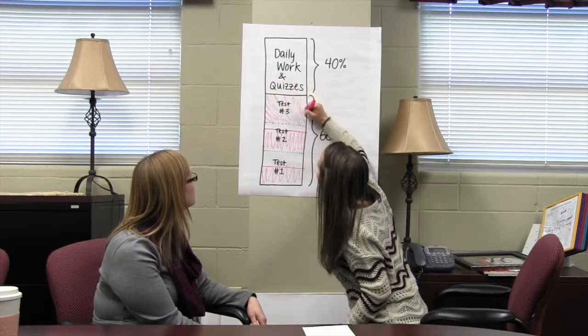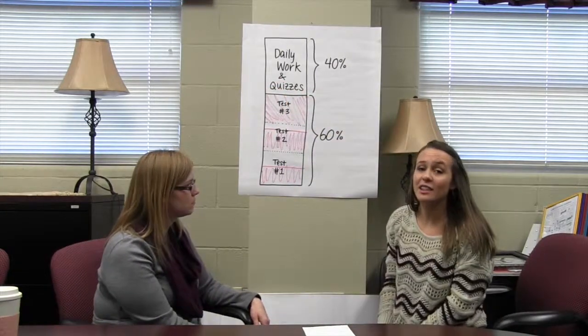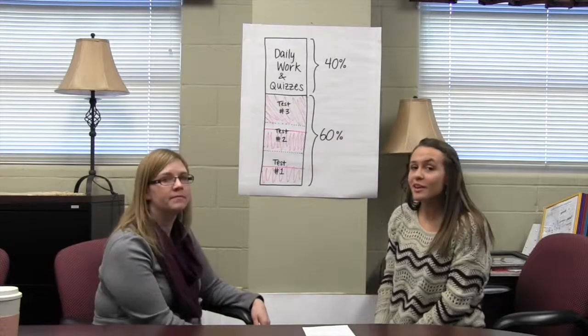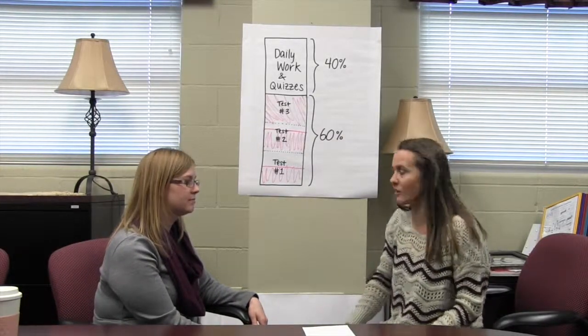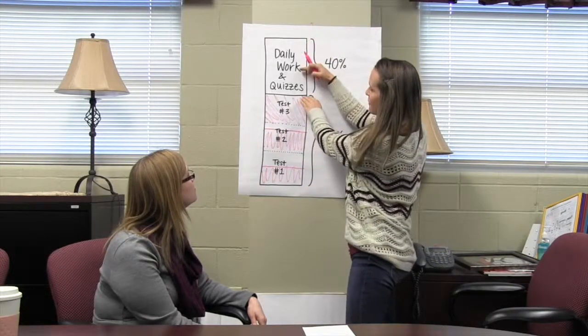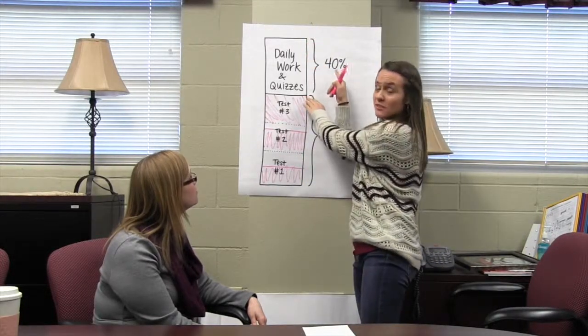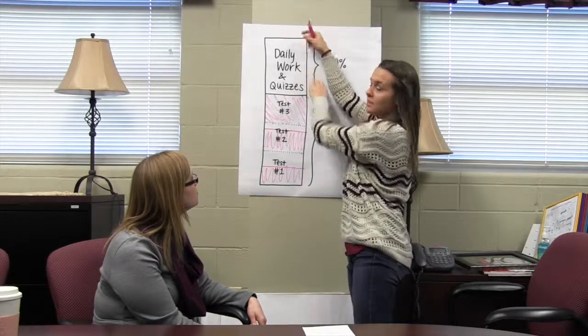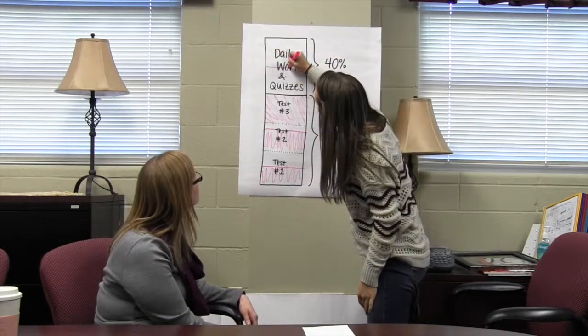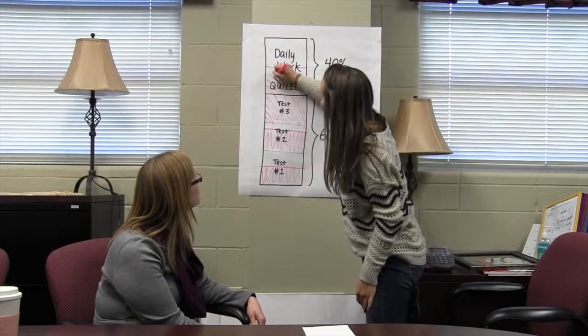All of that one. Now, daily work and quizzes. Maybe you've been not turning in your homework. If you only turn in half of your homework, you're only going to fill up half that bar. That's 40 points of your grade. If you only turn in half, you're missing out on 20 points. So, you've turned in half your homework and you're here.